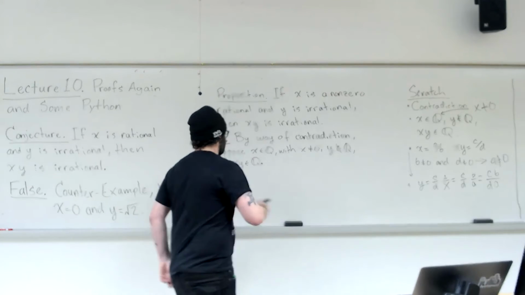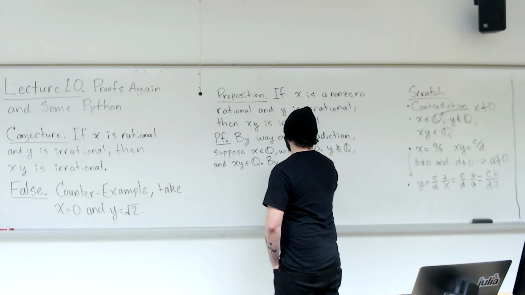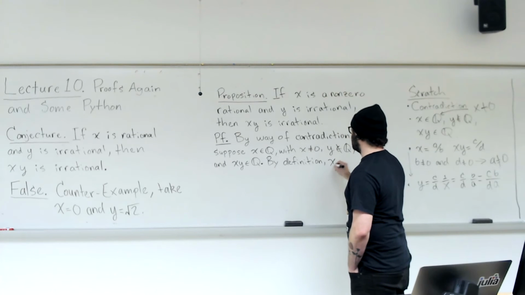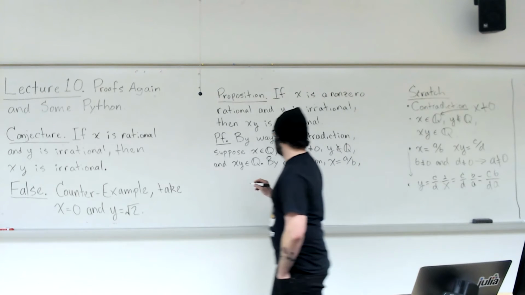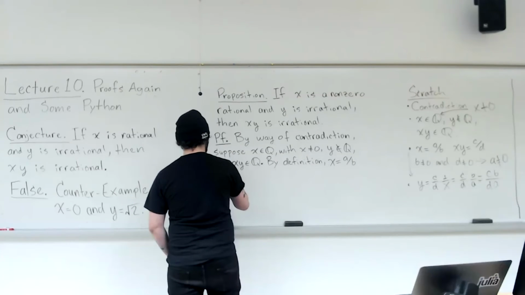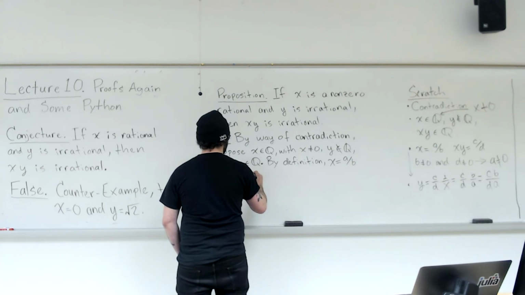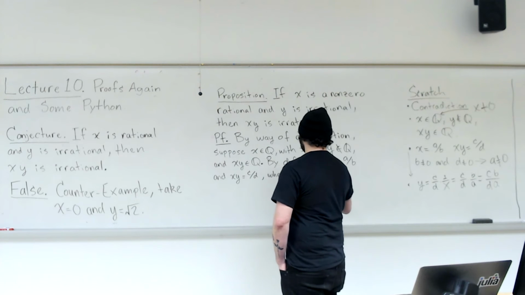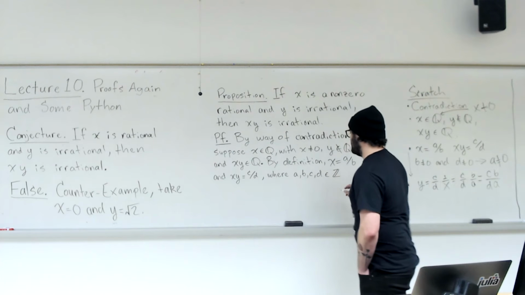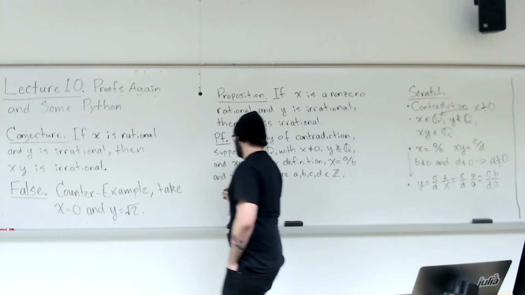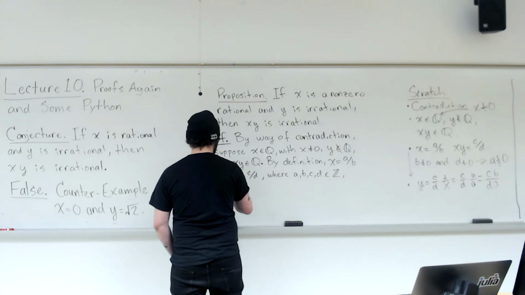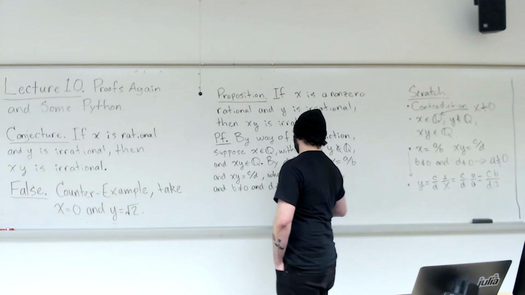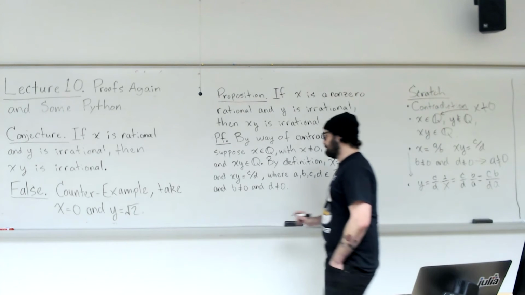Okay, so now we just apply the definition. By definition, X is rational, so X is equal to A over B, and XY is equal to C over D, where A, B, C, and D are integers, with B not equal to 0 and D not equal to 0. I don't like how many times I said and, so I'll say with.